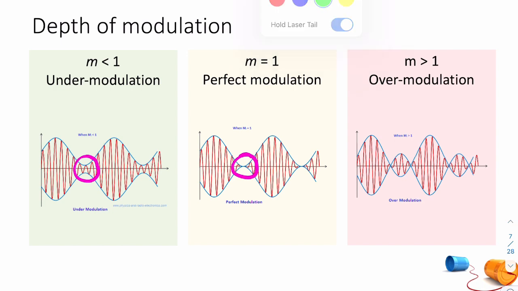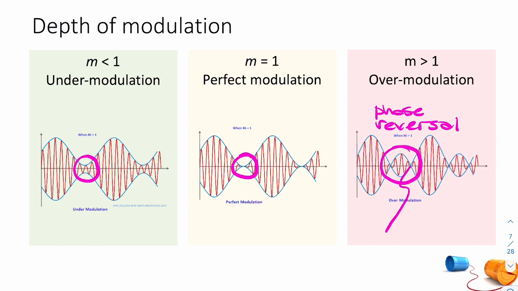Now, if we were to exceed 100%, so if M was 1.3 or 1.2, greater than 100%, you would then have the lower envelope overlapping with the upper envelope. And what that gives you is a phase reversal. Right here, the phase has undergone a 180-degree shift. That is a form of distortion, and therefore it's undesirable. So what we want is our modulation index to be less than 1, or even equal to 1, but never more than 1.